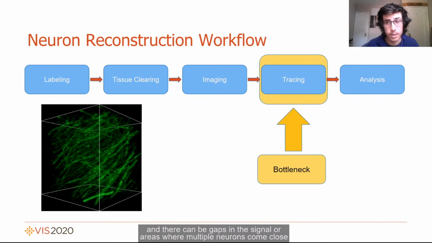There can be gaps in the signal or areas where multiple neurons come close together and can be difficult to distinguish. The tracing process not only involves the time required to physically trace these neurons, but also to decipher the data. Our work aims at reducing both the difficulty of neuron tracing and the amount of time spent physically tracing neurons.